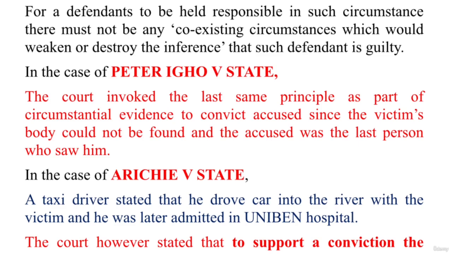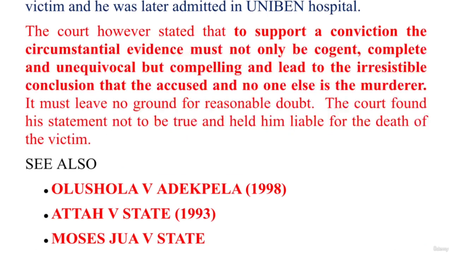The court, however, stated that to support a conviction, the circumstantial evidence must not only be cogent, complete, and unequivocal, but compelling and lead to the irresistible conclusion that the accused and no one else is the murderer. It must leave no ground for reasonable doubt. The court found his statement not to be true and held him liable for the death of the victim. We can also look at the cases of OLUSHOLA versus ADEKPELA, ATTAH versus the state and Moses Jua versus the state.